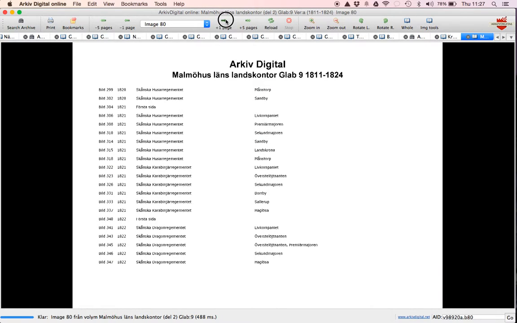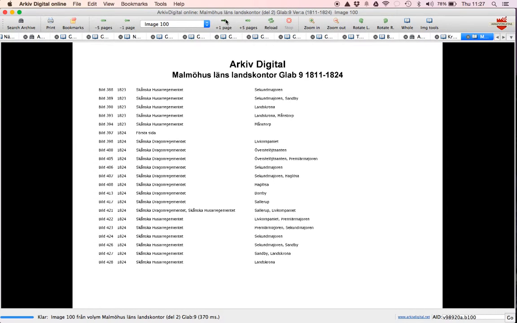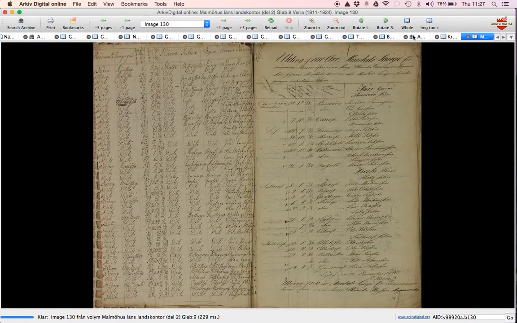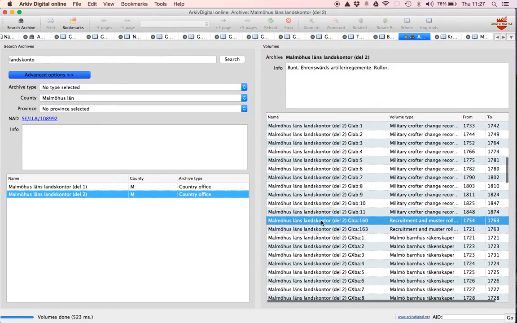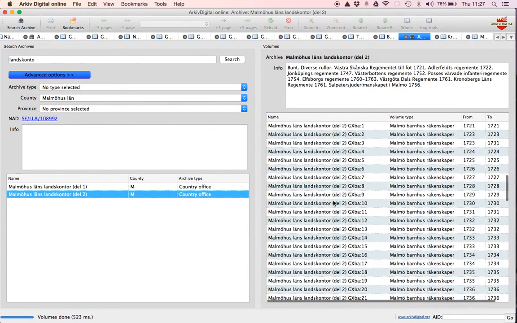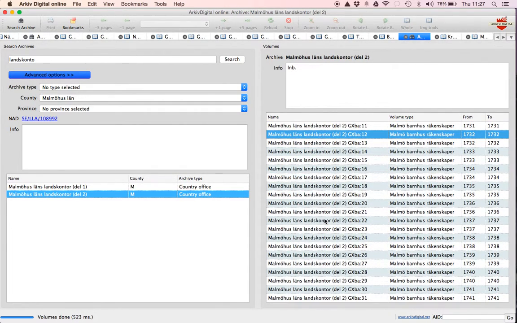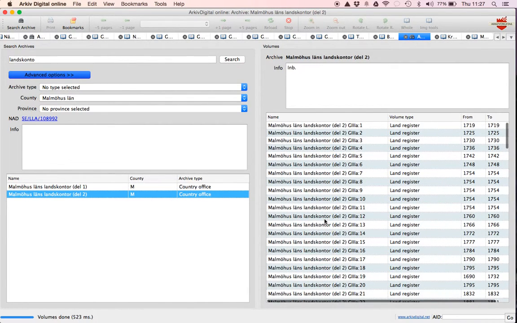This is good register. Recruitment and muster rolls. Then you have Barnhus, which I think is to leave away the child. It's an enormous amount of information.